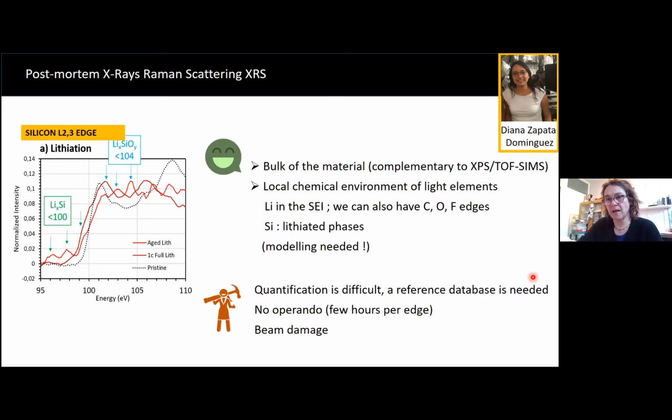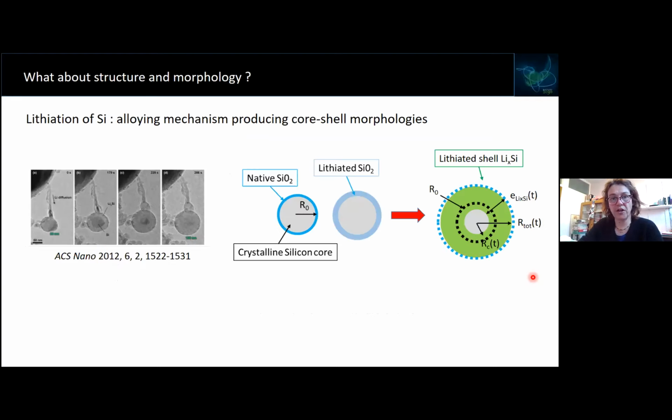So with the two first examples that I've presented, you've seen we tackled the issue of measuring the SEI formation and composition. But now, what about the structure and the morphology of the silicon during battery cycling? So due to the de-alloying mechanism, core-shell morphologies are produced when the lithium gets into the silicon, as you can see on the nice microscopy images, where you see that under lithiation, there is a shell of amorphous lithiated phases that is created, and the core is consumed until the end where you get a fully lithiated particle.